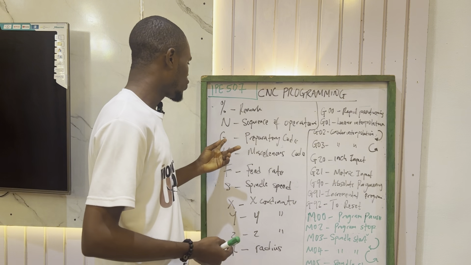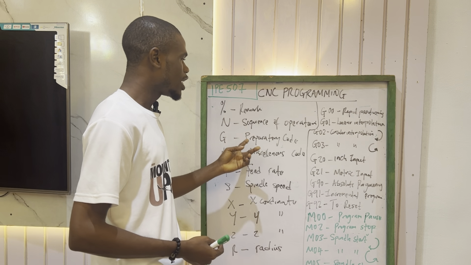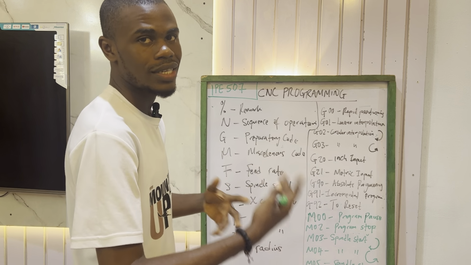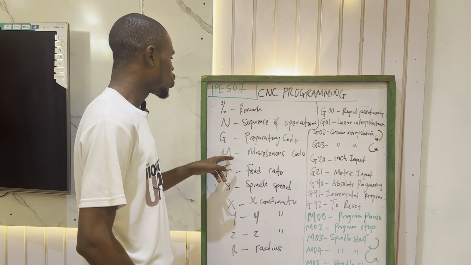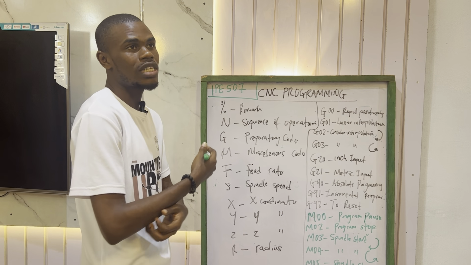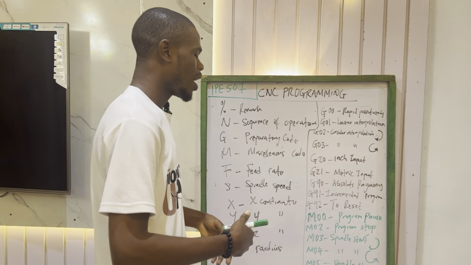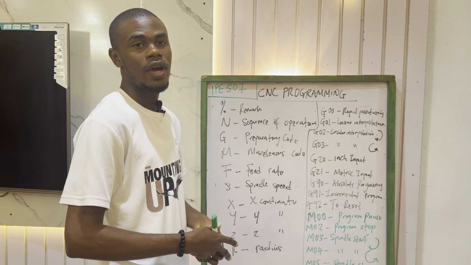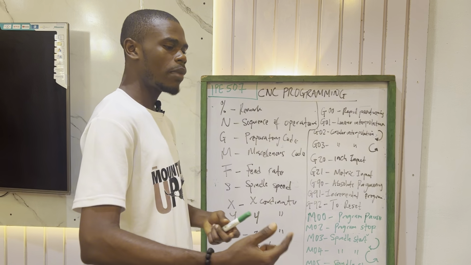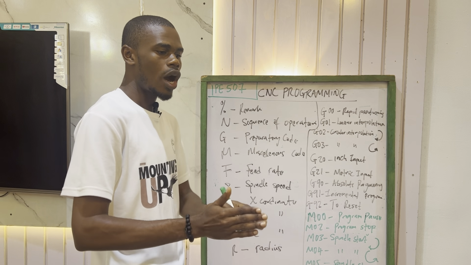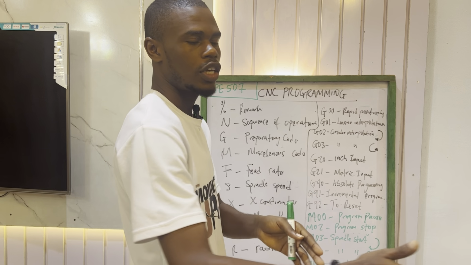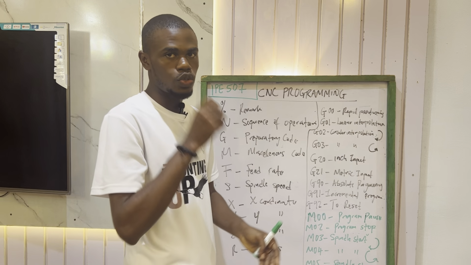The next one is your G code. What does G symbolize? It is called preparatory code. These are the codes that set your machine in place. Your M codes are miscellaneous codes. These are other codes that you use to input, assuming you want to tell your machine to end the program. So you are controlling the machine using the M code, while with the G code, you are controlling the operations in the machine.